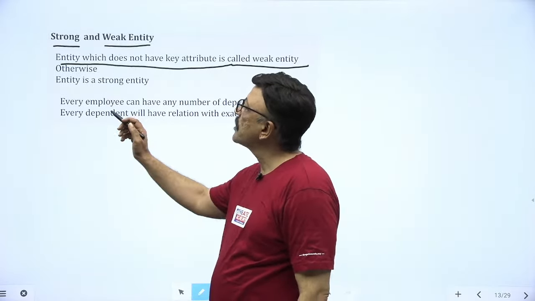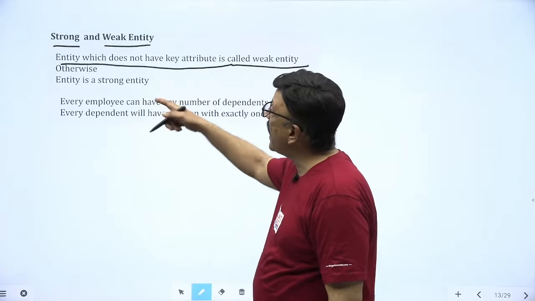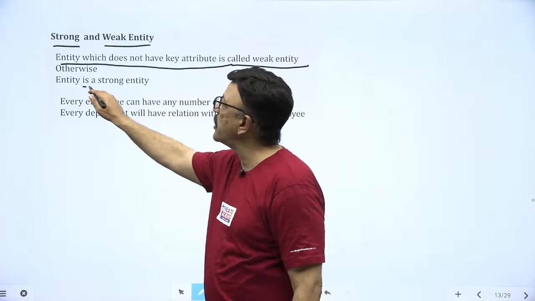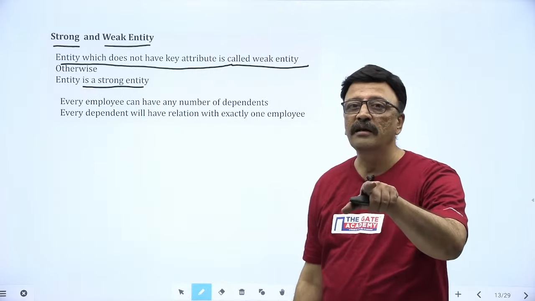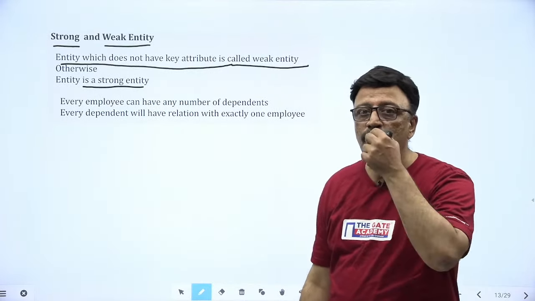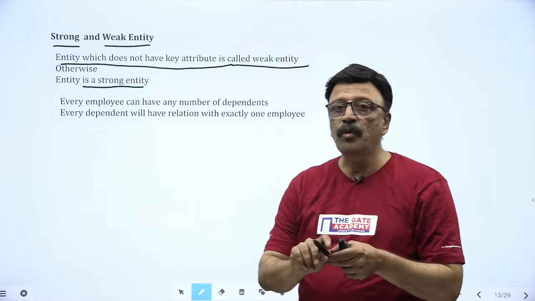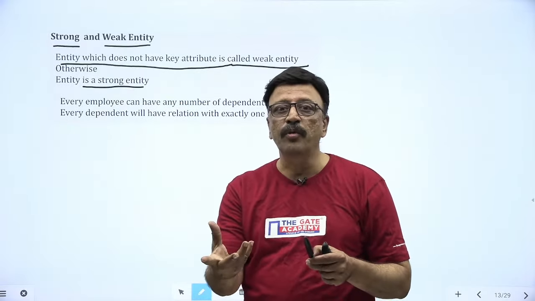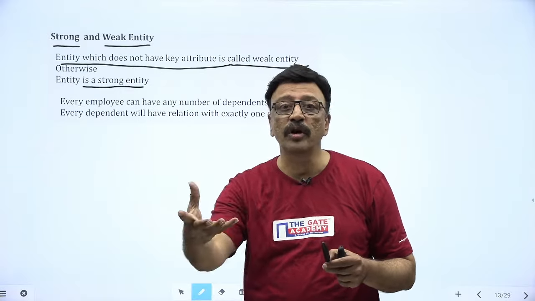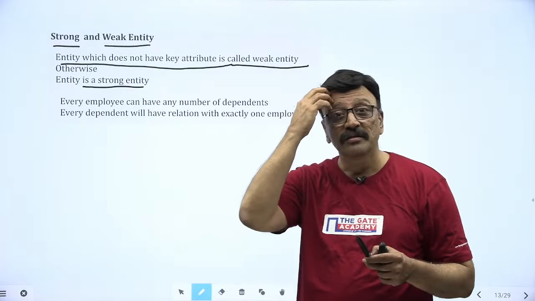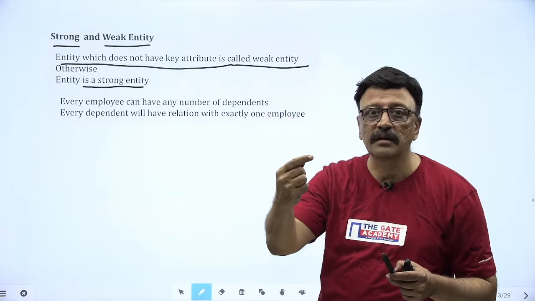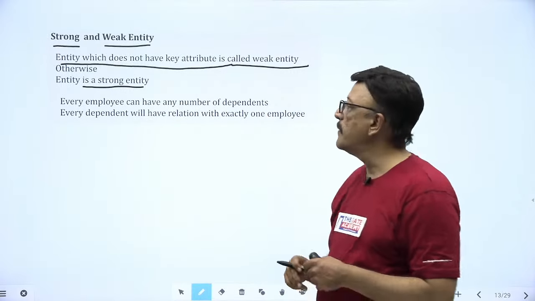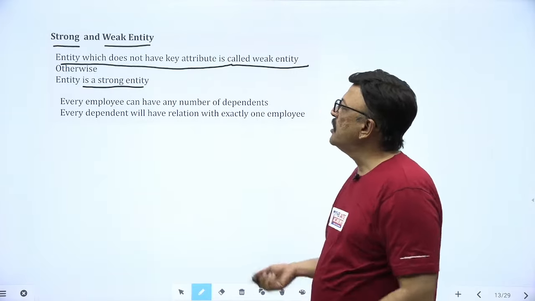By the way, if an entity has a key attribute, then it is a strong entity. Like employee has employee ID, that is a key attribute. So each employee has a unique ID, a unique employee ID. So we can recognize an employee by its ID. So employee has a key attribute, so employee is a strong entity. Okay, so let's see an example.